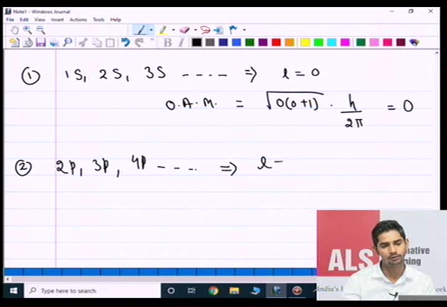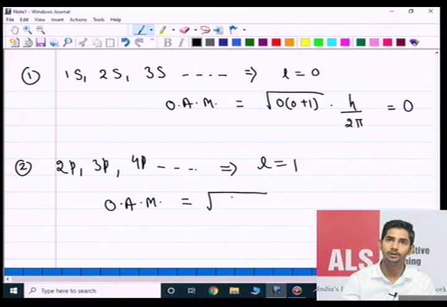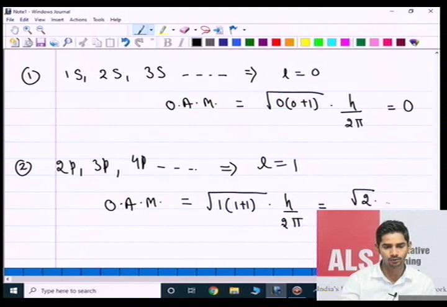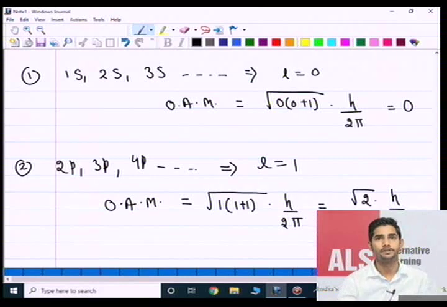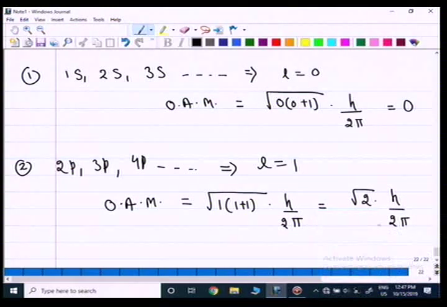First case done. Second, 2p, 3p, 4p, and so on. For this one, the value of L is equal to 1, and if I calculate the orbital angular momentum, you have to put this value in the formula. This one will be 1 into 1 plus 1 into h upon 2 pi. On solving, this will become root 2 h upon 2 pi. Similarly, guys, you can calculate for 3d, 4d, 5d, 4f, 5f.